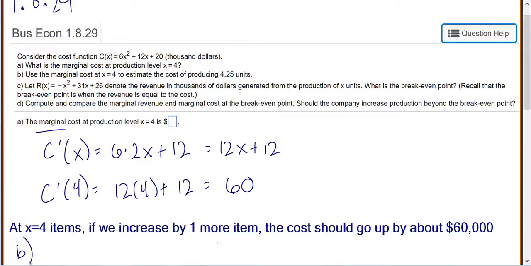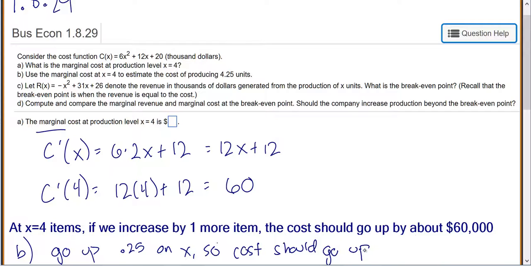Part B. Use the marginal cost at x equals 4 to estimate the cost of producing 4.25 units. Okay, so look what we said here. If at x equals 4 units, if we increase by one item, the cost should go up by about 60,000. So that means if we go up from 4 to 4.25, that means we're going up 0.25 on x, so cost should go up by 0.25 times 60,000.